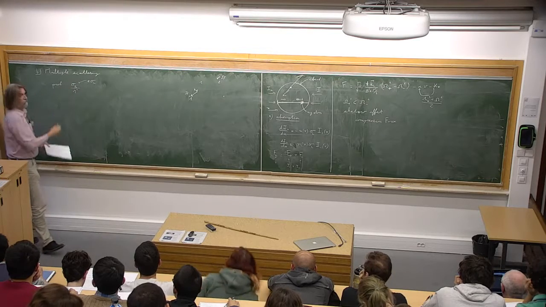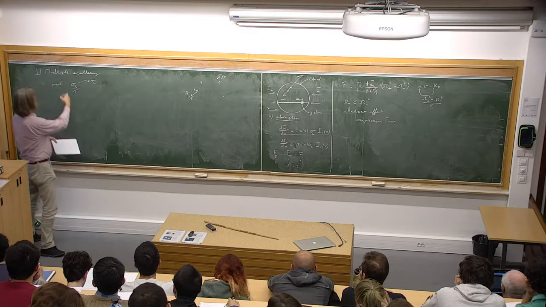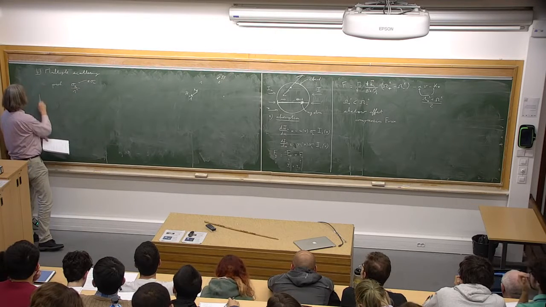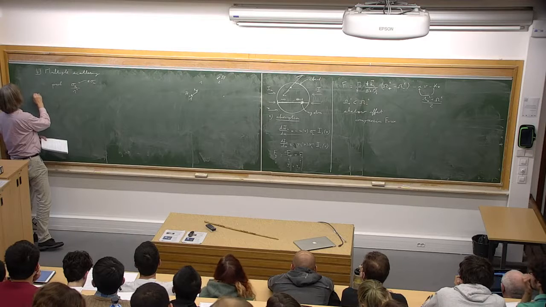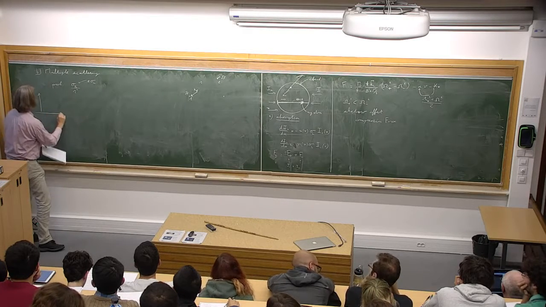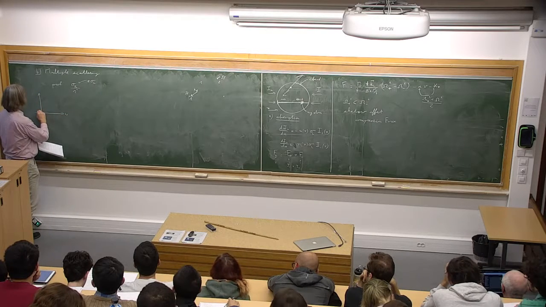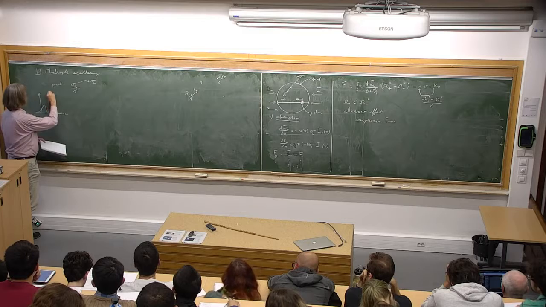Typically, if you just consider the dressed atom picture and the typical emission spectrum, okay, I don't know what I am plotting. This is the frequency. You have the famous Mollow triplet.